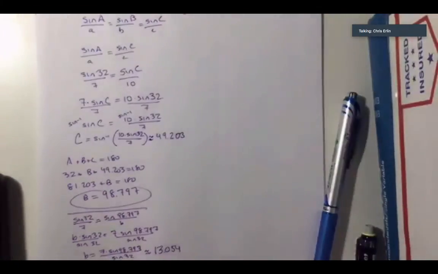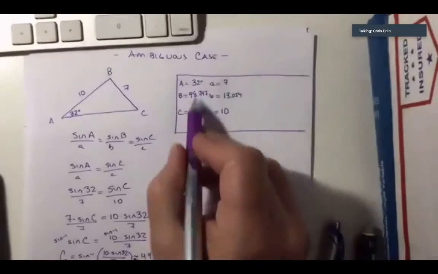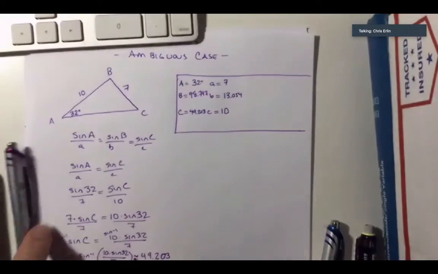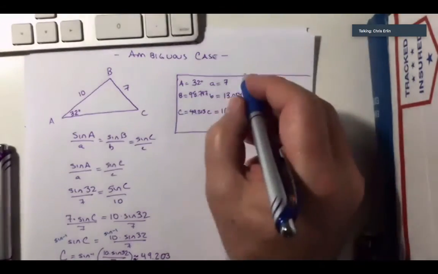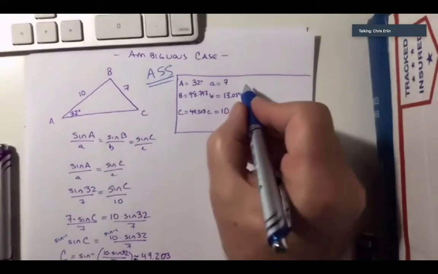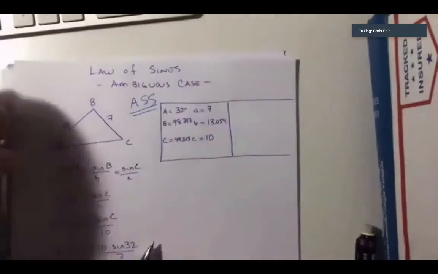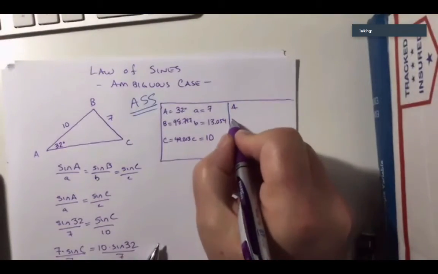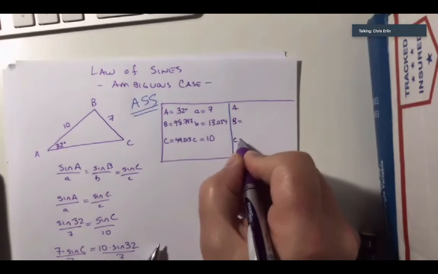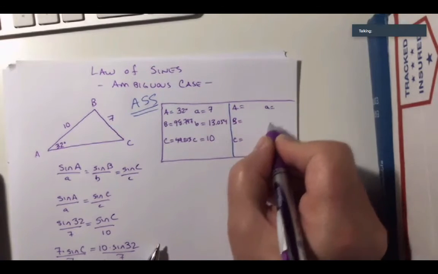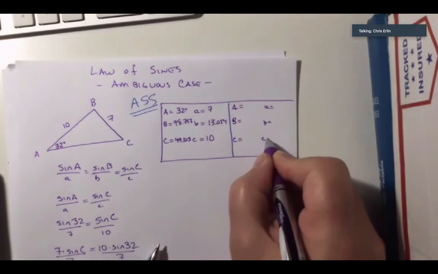And it looks like we're done. We've solved the triangle because we have all the parts. However, this particular triangle, because it's the ASS, is the ambiguous case. So I need to draw this again and set up a little table to track my values.